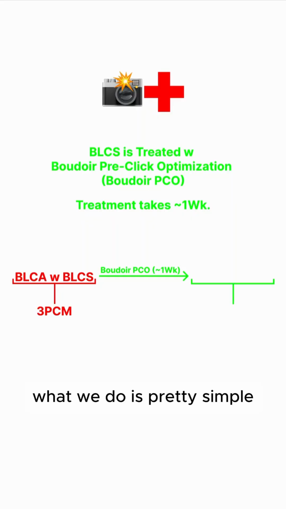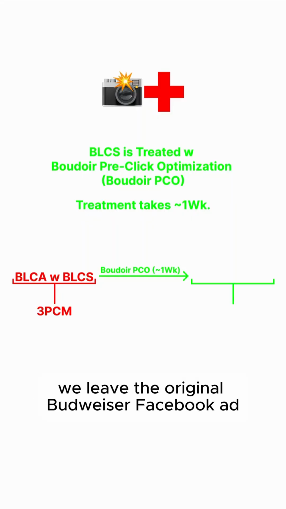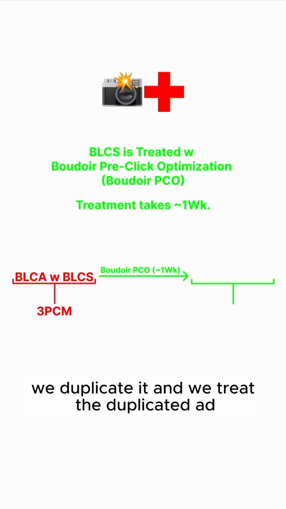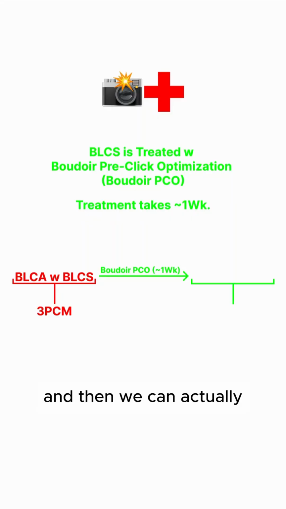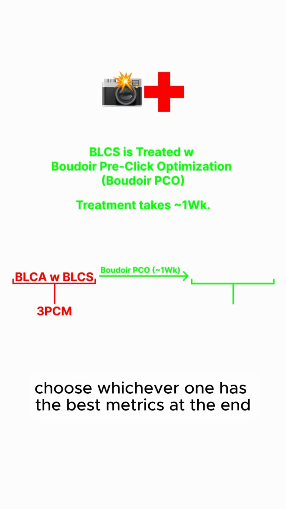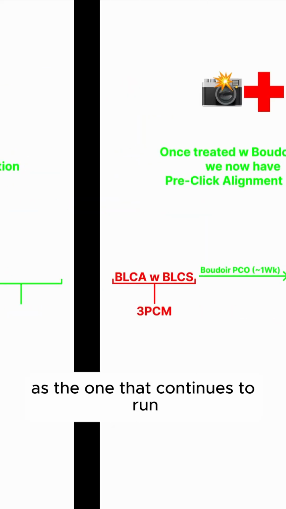What we do is pretty simple. We leave the original boudoir Facebook ad, we duplicate it, and we treat the duplicated ad, leaving the original untouched. Treatment takes about a week, and then we're able to choose whichever one has the best metrics at the end as the one that continues to run.